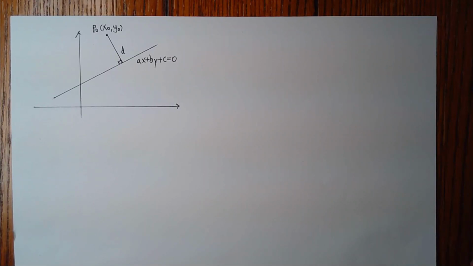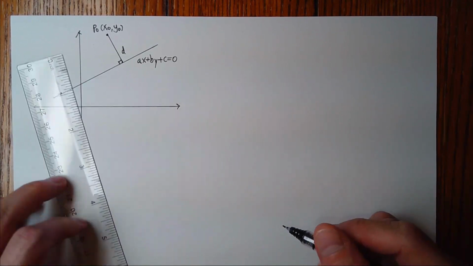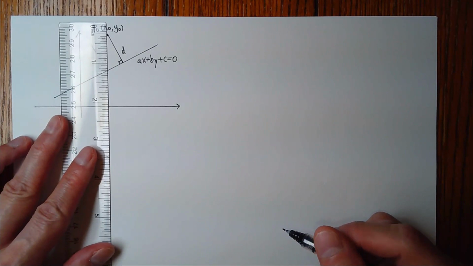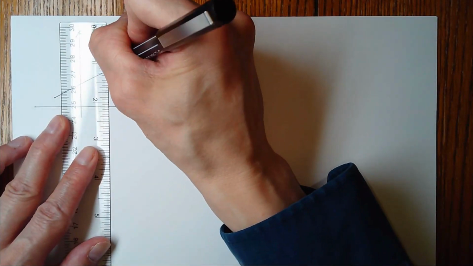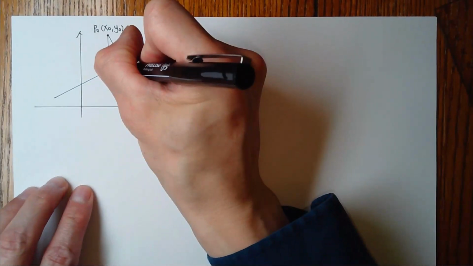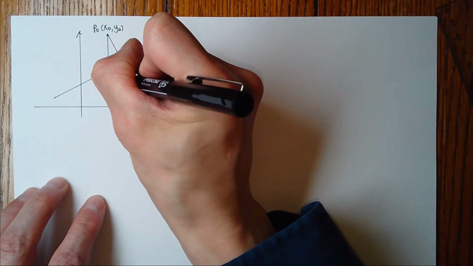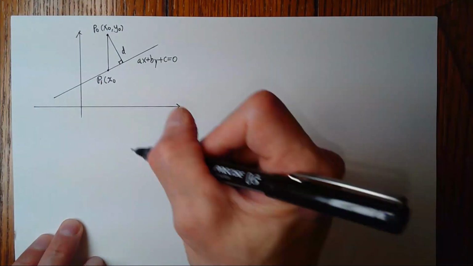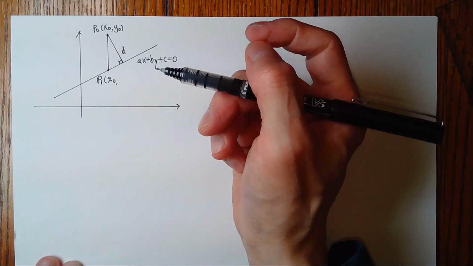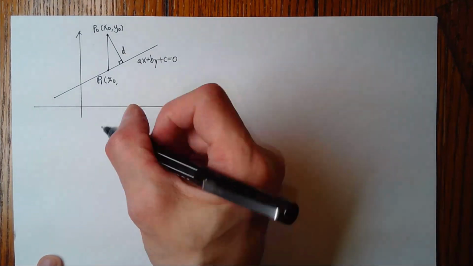Hi, we are going to find the distance from the point x sub 0, y sub 0 to the line ax plus by plus c equals 0. I'm going to drop a vertical line from the point p sub 0. Let me call this point p sub 1. The x coordinate will be x sub 0 because it is a vertical line. I want to find the y coordinate for p sub 1.